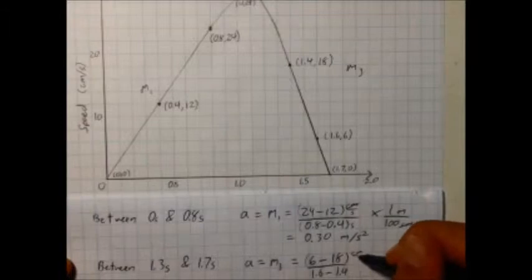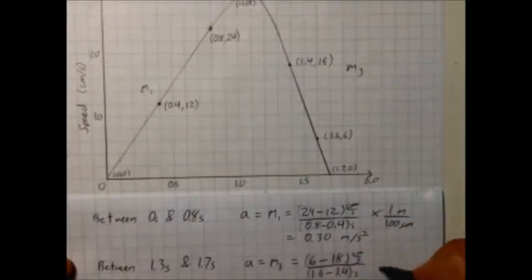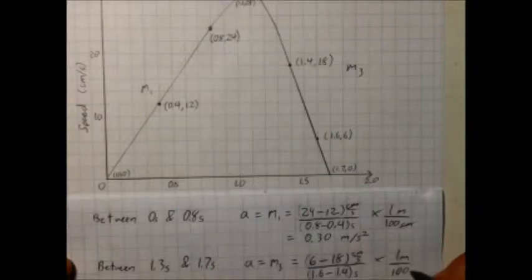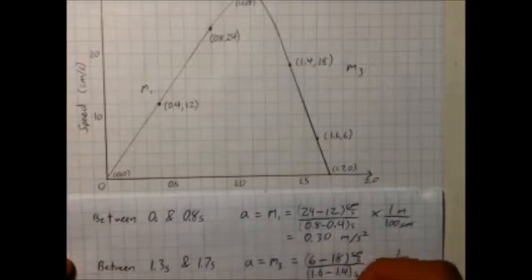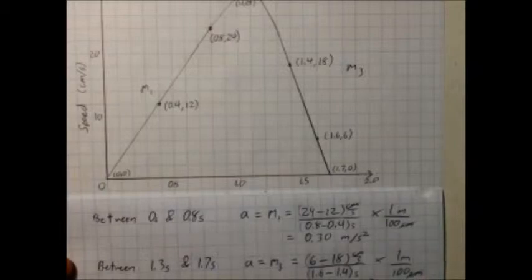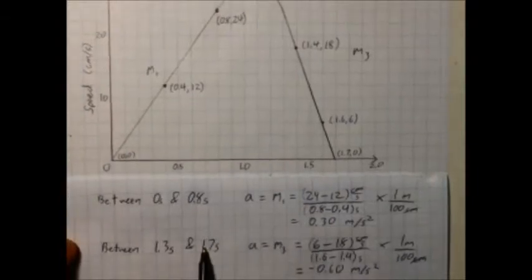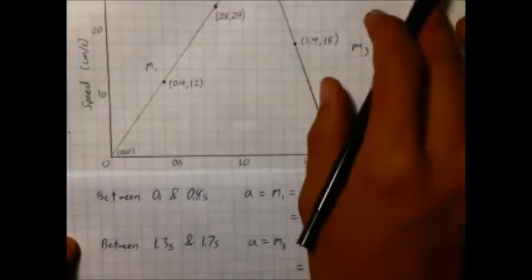The units are the same, multiplied by the conversion fraction like last time. Units cancel. We get negative 0.60 meters per second squared as our slope, as our acceleration during this time interval.